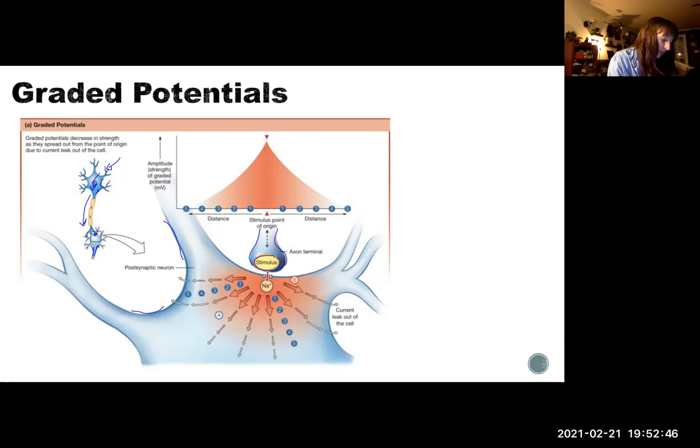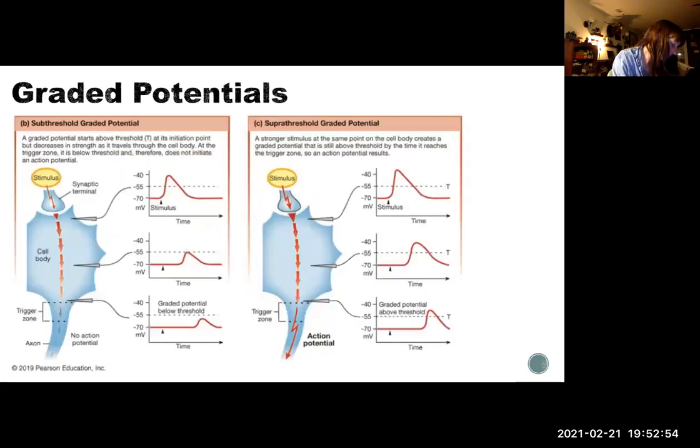Some of that current is going to leak out of the cell, hence it losing strength. This is a graded potential losing strength as it travels to the trigger zone. Enter the trigger zone, which is in the axon hillock again.